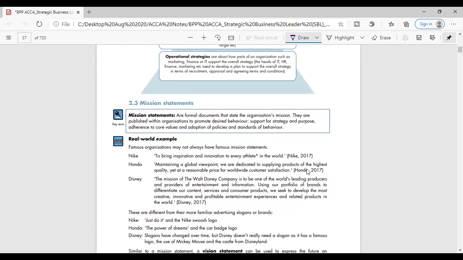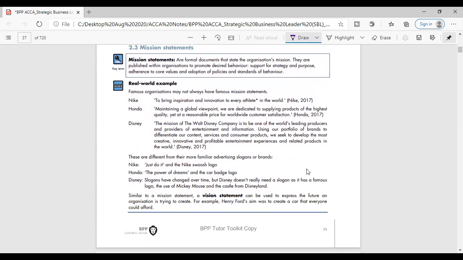Some of the real world examples given are from Nike, Honda, and Disney. Nike: to bring inspiration and innovation to every athlete. Actually, in fact, a more interesting one is Google's mission statement, which says to bring all the world's knowledge in one place. That was the mission statement Google started with, to bring all the world's knowledge in one place, to make it more accessible to the entire world.